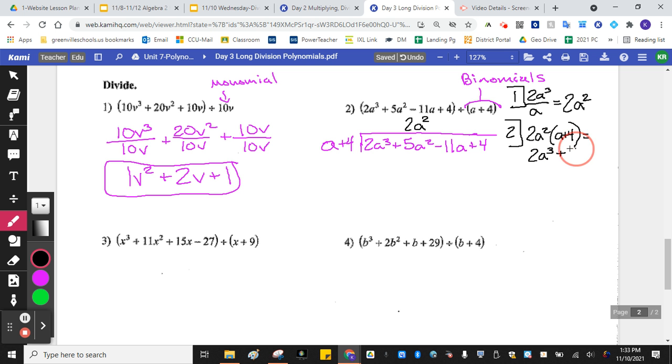2a cubed plus 8a squared. How did you get 8? I distributed. Because you have to do 2a squared times the whole thing, a plus 4. 2a squared times a is 2a cubed. 2a squared times 4 is 8a squared. I'm multiplying this to this, and it equals this.